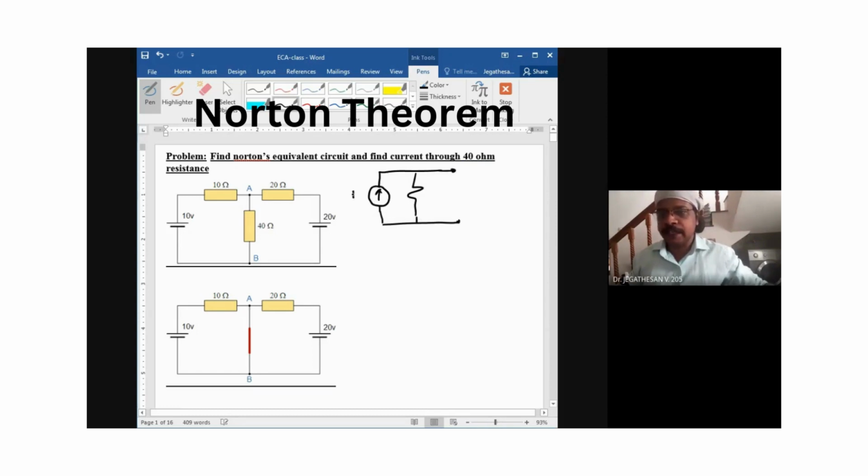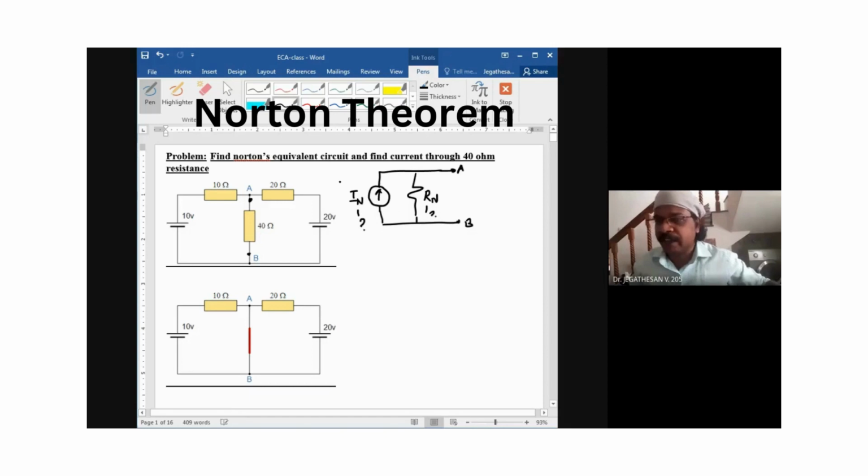This is IN, this is RN. This is terminal A and this is terminal B. So you have to find out the Norton's equivalent circuit. You have to find what the Norton's current is and what the Norton's resistance is. Okay, we are going to find that.